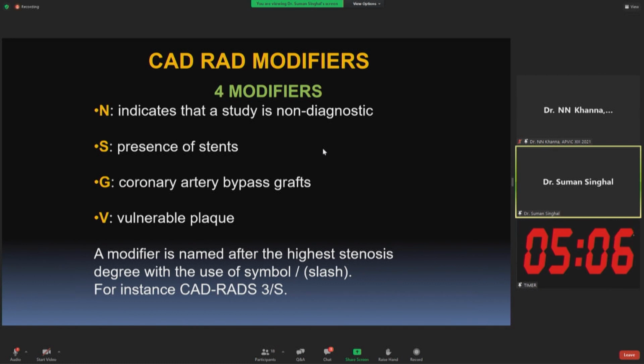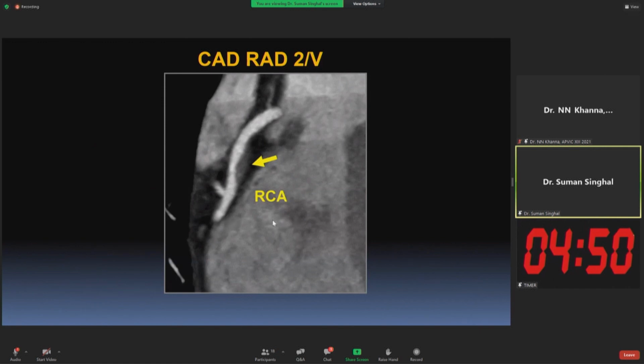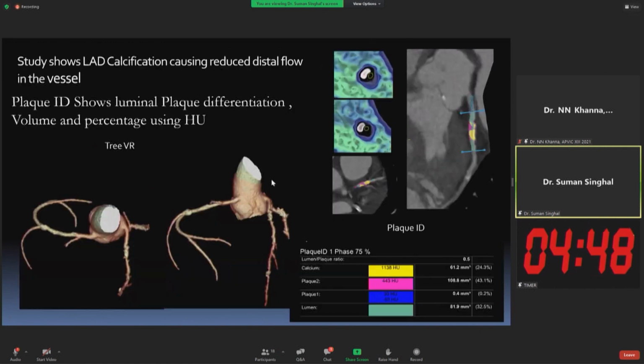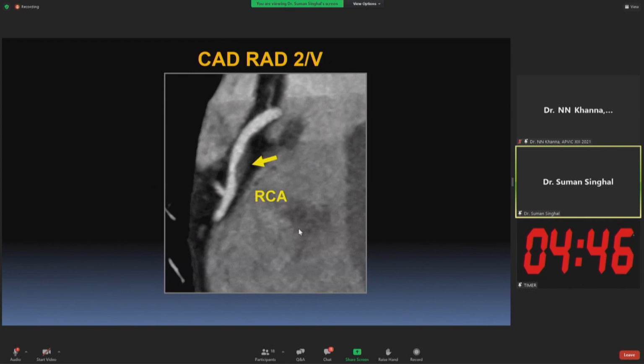In CAD-RADS also, vulnerable plaque has been included as a modifier. So whenever you are reporting a CTCA in CAD-RADS, if you see these features, use the CAD-RADS higher stenosis category and then a slash, indicating whether this vulnerable plaque is here. So you put it as CAD-RADS 2, 3, or so on, slash V. That is telling them that a vulnerable plaque is present.